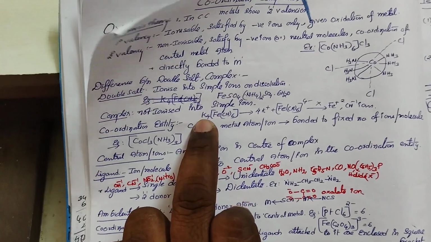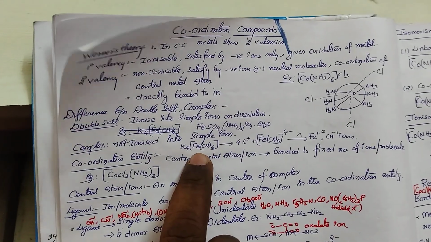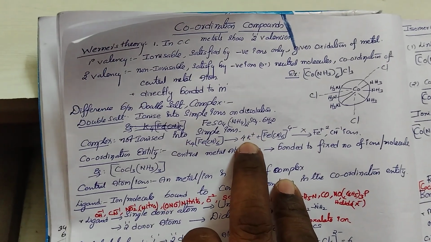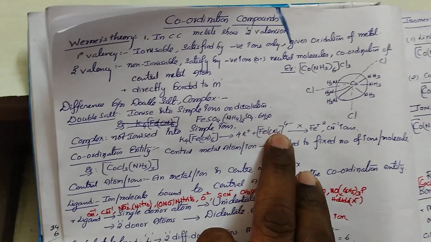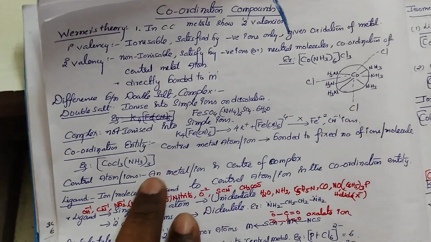For example, potassium ferrocyanide. If you take ferrocyanide, only the potassium ions will be given off as simple ions. This is a complex anion. Further, it will not give any Fe2 plus and cyanide ions.